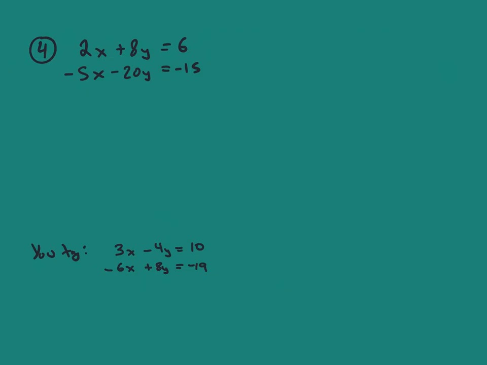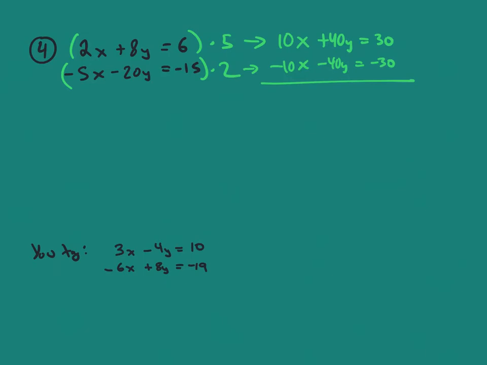So on number 4, what we're going to notice is that when I get these variables to be the same but opposite, let's see, I'm going to do the x's to get them to be 10 and negative 10. So let's multiply the top by 5. That'll give me positive 10x. Multiply the bottom by 2. That'll give me negative 10x. Okay, so that's going to give me 10x plus 40y equals 30. And then on the bottom, I get negative 10x minus 40y equals negative 30.